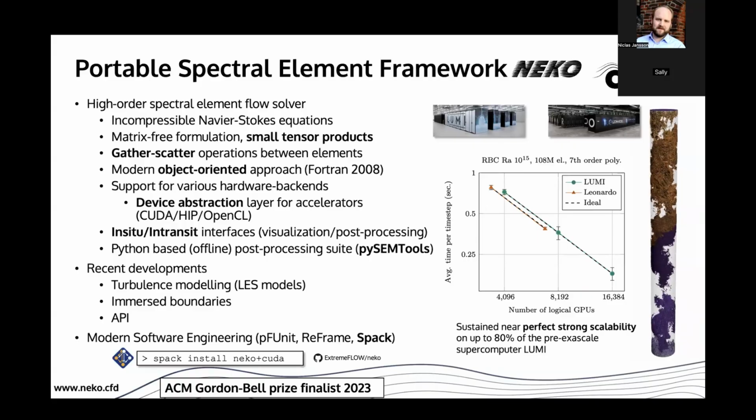So recent developments that are now scheduled for 1.0. We are getting turbulence modeling in. We have a couple of LES models. We do have immersed boundaries based on Brinkman and some inverse distance. And we also have an API in the code as well, such that users can easily interact with Neko from various entry points. If you look at the top right, all this work was actually part of running on more or less the full LUMI for our Gordon Bell run. We were a finalist in 2023, and the code shows excellent scaling up to 80% of that machine back in 2023.